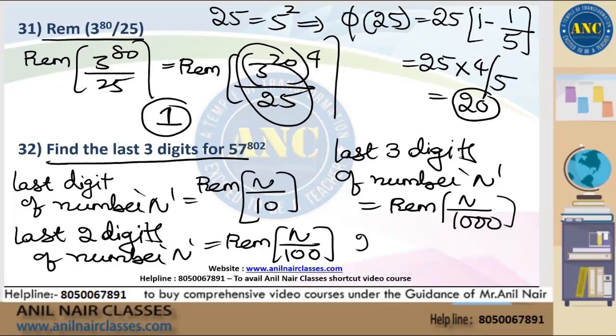First make a note. 249. If I divide it by 100, 100 twos are 200, and 49 is nothing but the last 2 digits. If I want the last digit, divide the number by 10, get the remainder. If I want the last 2 digits, divide the number by 100 and get the remainder. If I want the last 3 digits, divide the number by 1000 and get the remainder.